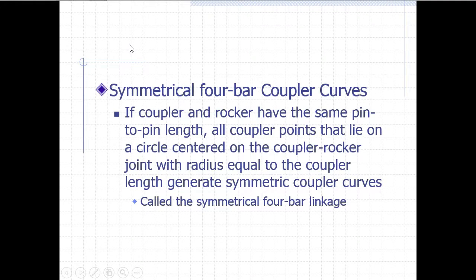Symmetrical 4-bar coupler curves. If the coupler and the rocker have the same pin-to-pin length, all coupler points that lie on a circle centered on the coupler-rocker joint with radius equal to the coupler length will generate a symmetric coupler curve. These are called the symmetrical 4-bar linkages.